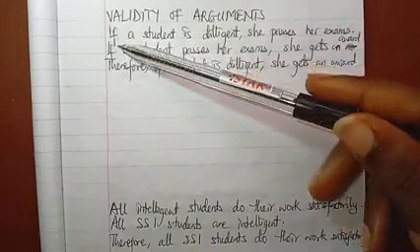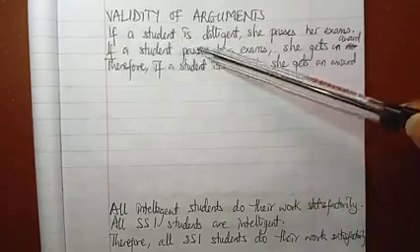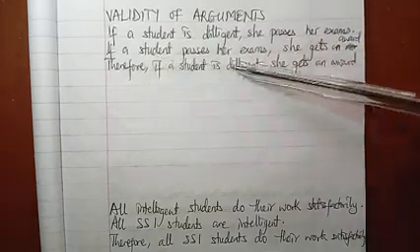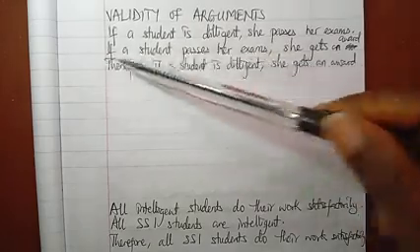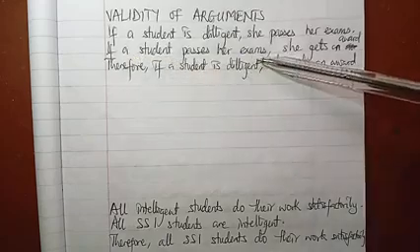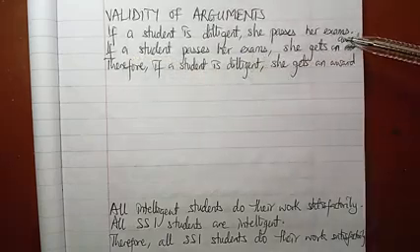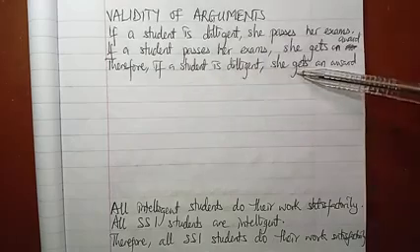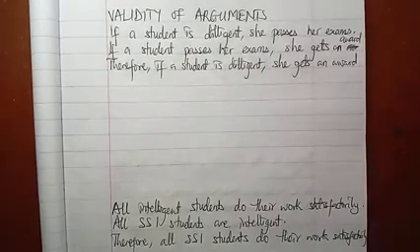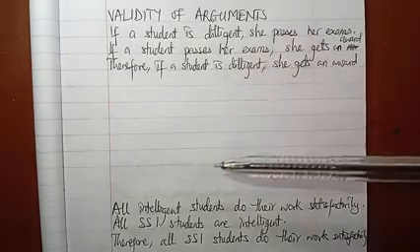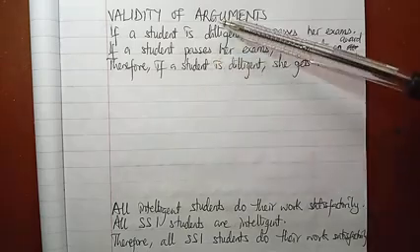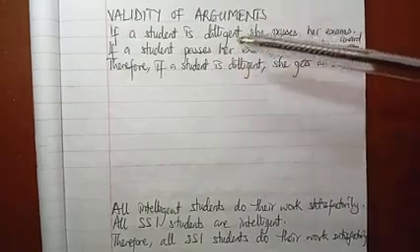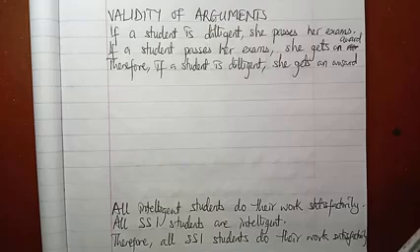This first statement says, if a student is diligent, she passes her exams. The second premise says, if a student passes her exams, she gets an award. Then the conclusion says, therefore, if a student is diligent, she gets an award. We'll be using two methods to check the validity or otherwise of arguments. We'll be using Venn diagrams and we'll be using the chain rule. So let's start with the chain rule.